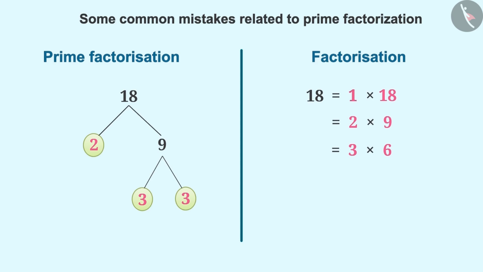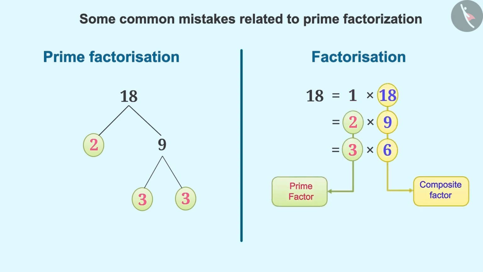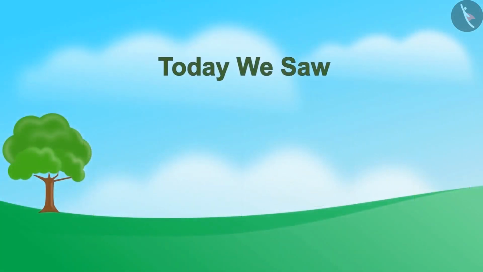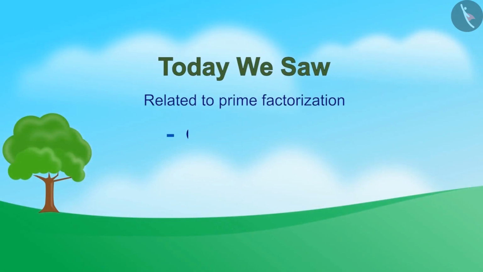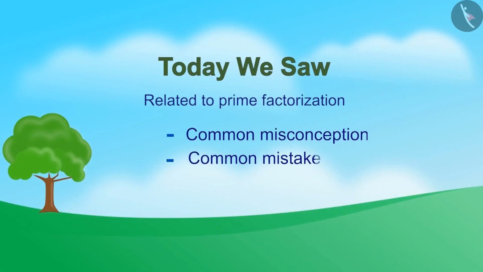Factors obtained by the factorization method can consist of both prime and composite numbers. But the factors obtained by the prime factorization method can only be prime numbers. Today we saw some common misconceptions and mistakes related to prime factorization.